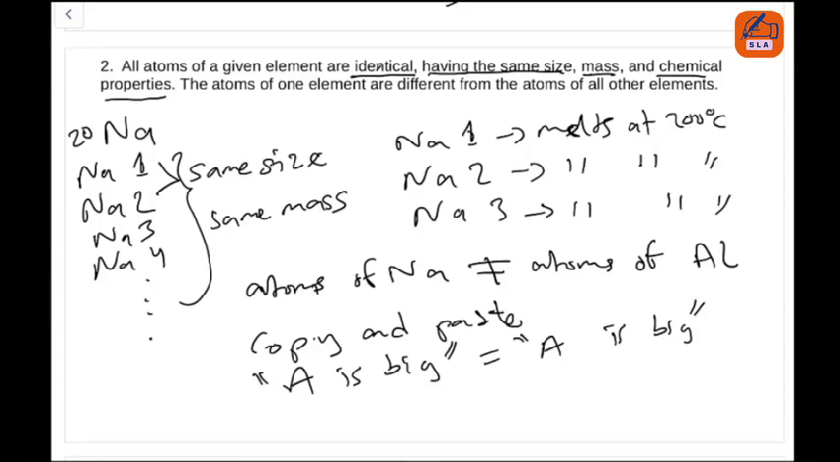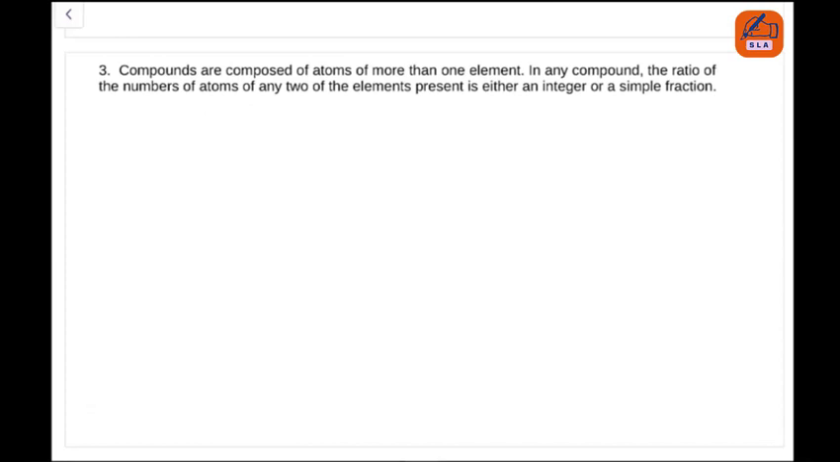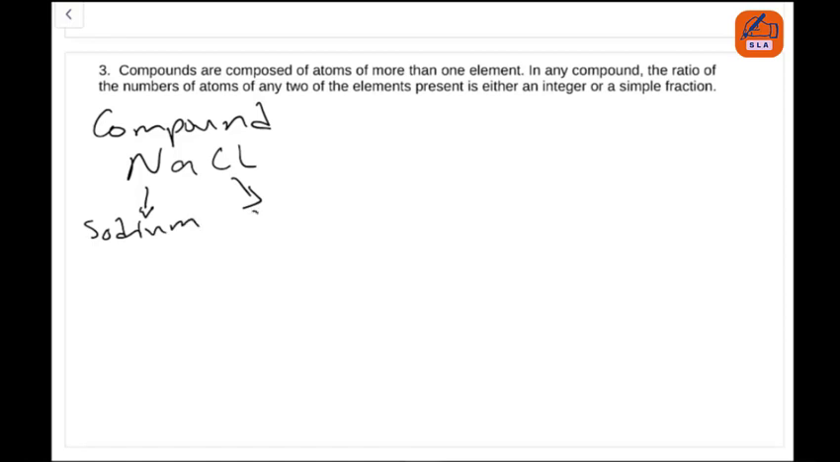Okay, now let us move on to the third law. The third law says that compounds are composed of atoms of more than one element. So we can define here a compound has atoms of more than one element. We have a very simple compound here, sodium chloride. So this is an atom of sodium, and this is an atom of chlorine. So we have these two different atoms. So sodium chloride. Very simple.